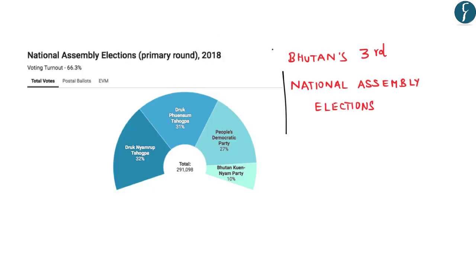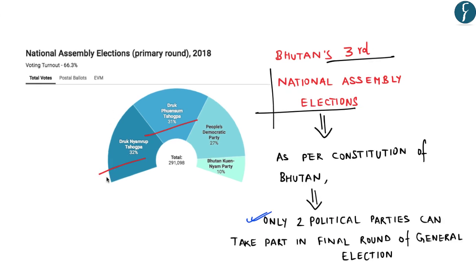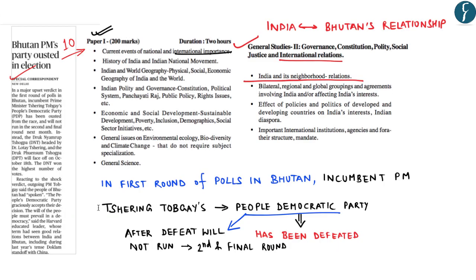Now this election is Bhutan's third National Assembly election, and as per the constitution of Bhutan, only two political parties who have secured the maximum percentage of votes can take part in the final round of general elections. As per the Election Commission of Bhutan, the two parties are DNT which secured 32% and DPT which secured 31%. So both these political parties, that is DNT and DPT, will stand for the final round of elections in Bhutan. Since this is an ongoing story, let's wait and watch for the final result of the third general elections which is going on in Bhutan. With this, let's move on to the next news.